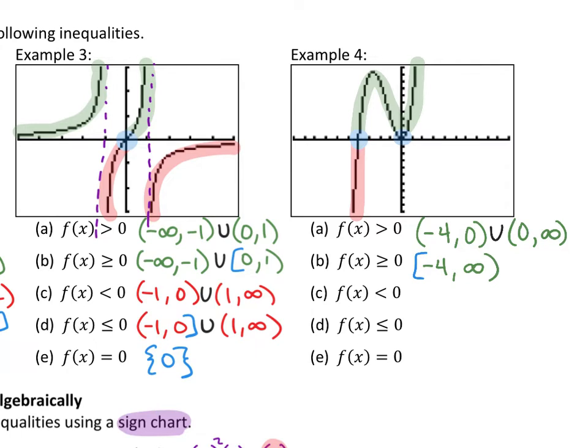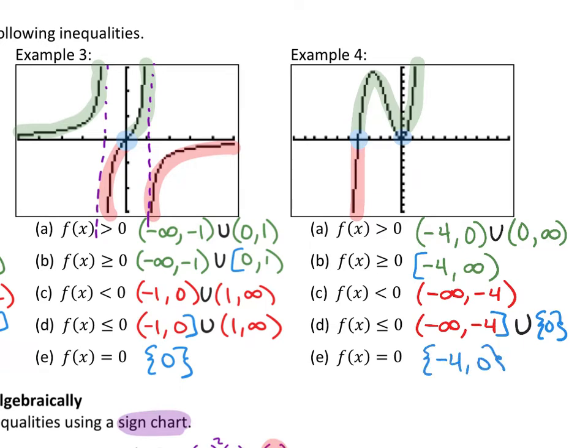For below, there's just one section. It's from -infinity to that -4. And when I can include being equal to 0, it's still from -infinity to -4, but I close the bracket. And I can't forget about the one other little piece that is exactly equal to 0. Last but not least, where it is equal to 0 is at -4 and 0. So don't forget about those little extra pieces that are not included in the larger interval where it is equal to 0 on those less than or equal to or greater than or equal to's.